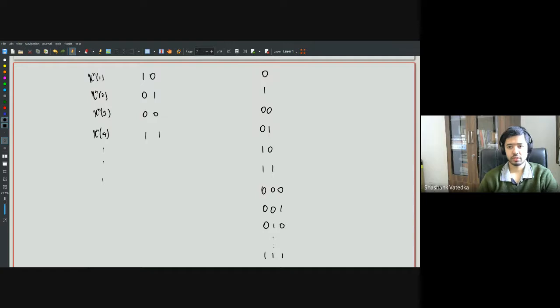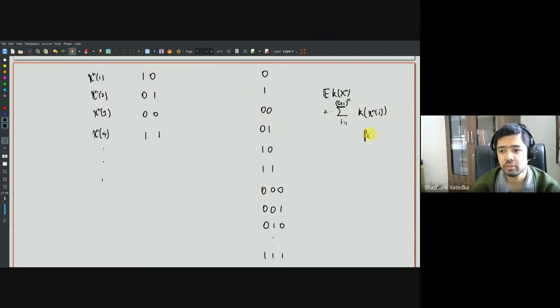Right. And since the expected length of k of xn is the summation over all possible i equal to 1 to (a plus 1) to the n, of k of xn of i times p of xn of i. All right, so as p decreases, k increases. So this is in some sense optimal. Right. Any questions?